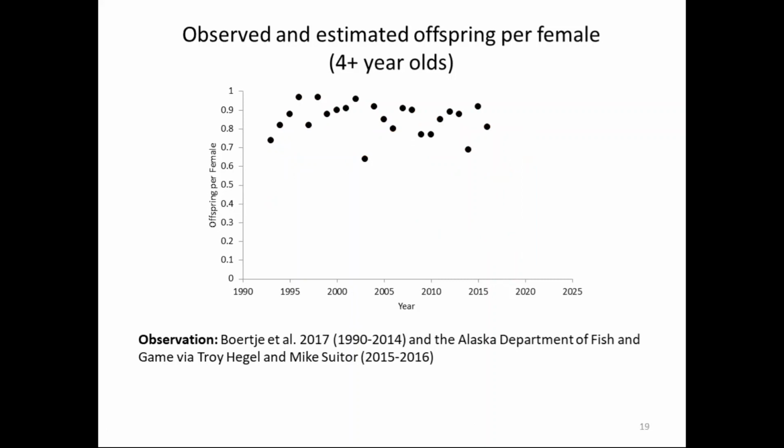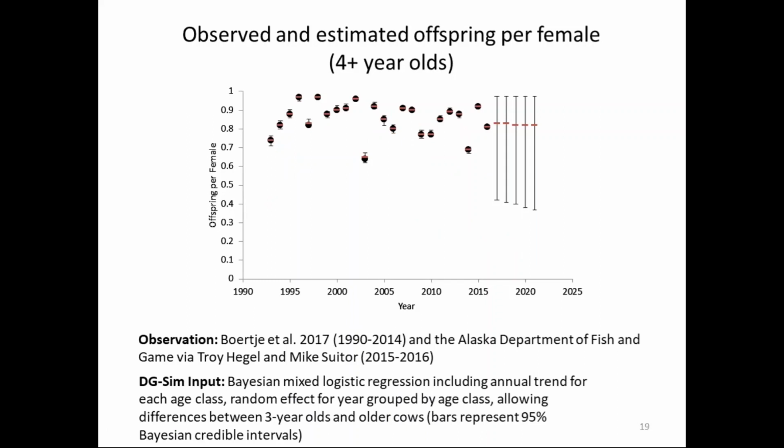And the same is true for 4-year-olds. So for 4-year-olds, you can see that the observed parturition rates tend to be higher, and there also tends to be a little bit less uncertainty around those rates.